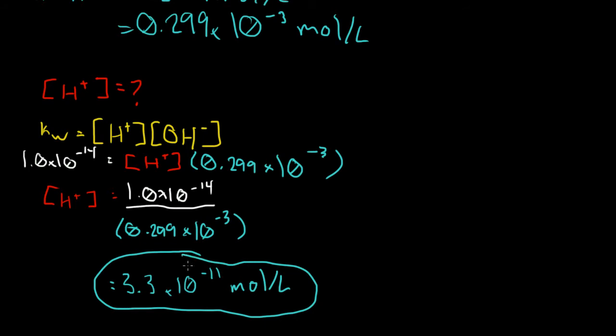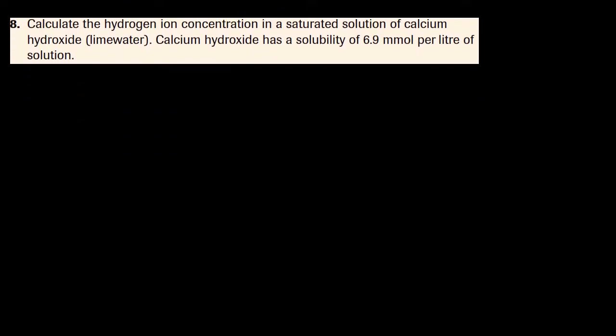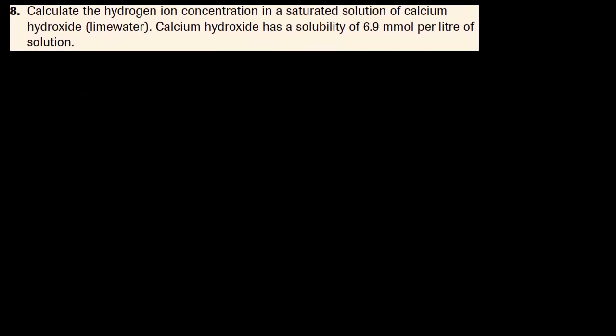So let's look at another example here. This example is slightly more involved, so let's read through it. It says, calculate the hydrogen ion concentration. So once again, we're looking for the concentration of H+, in a saturated solution of calcium hydroxide that has a solubility of 6.9 millimoles per liter of solution. So we are not ever actually given an OH minus concentration. What we are given is a solubility of calcium hydroxide.